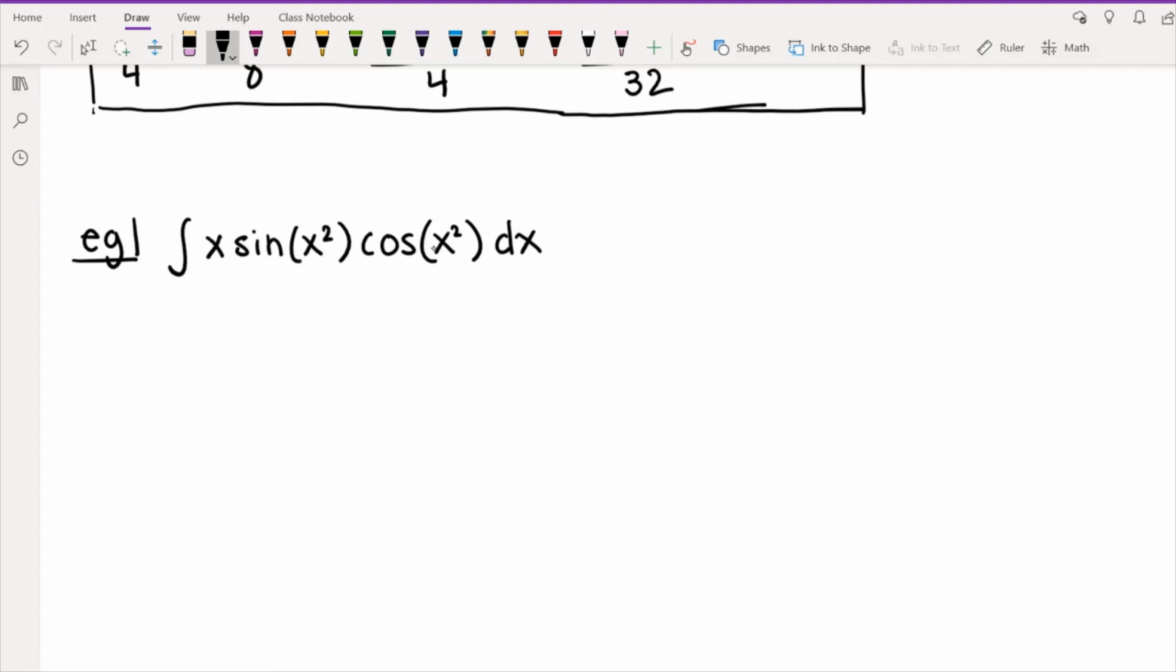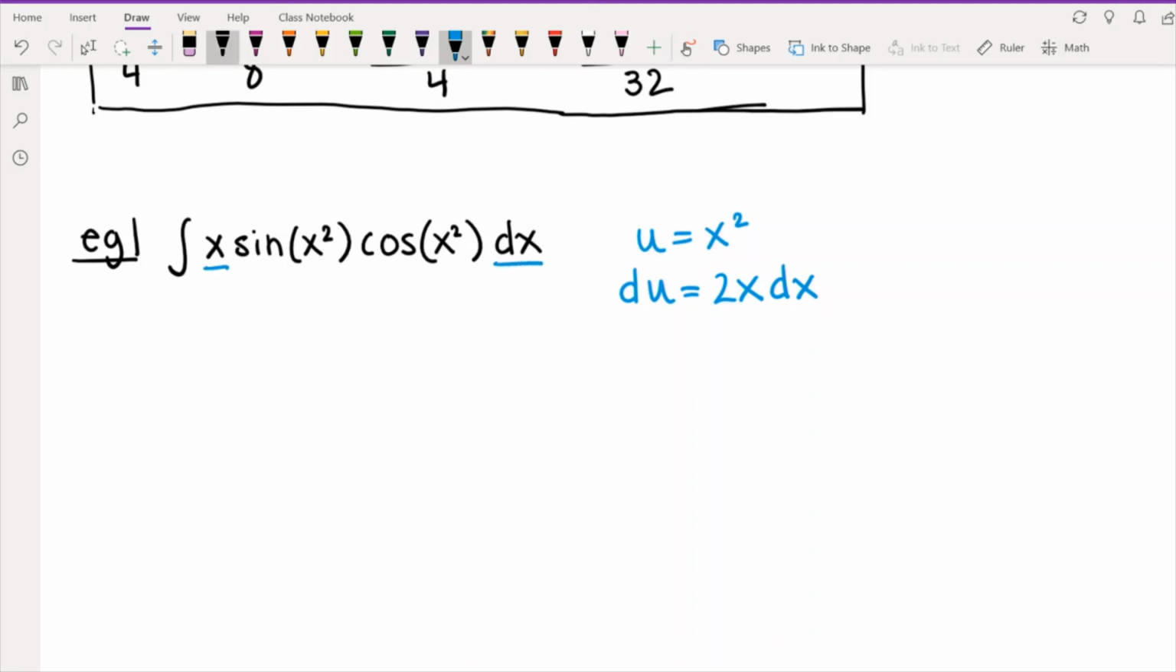So what we can do instead is we can do a substitution. So what makes me think of doing a substitution with the x squared? Well, the derivative of x squared is 2x, and we have an x right here. And so that substitution is going to work out. So let's let u equal x squared. And that means that du is going to equal 2x dx. And so notice that we don't have 2x dx, we have x dx.